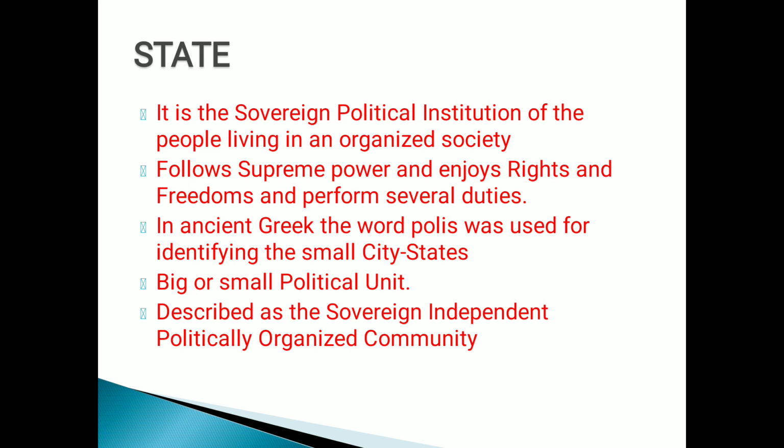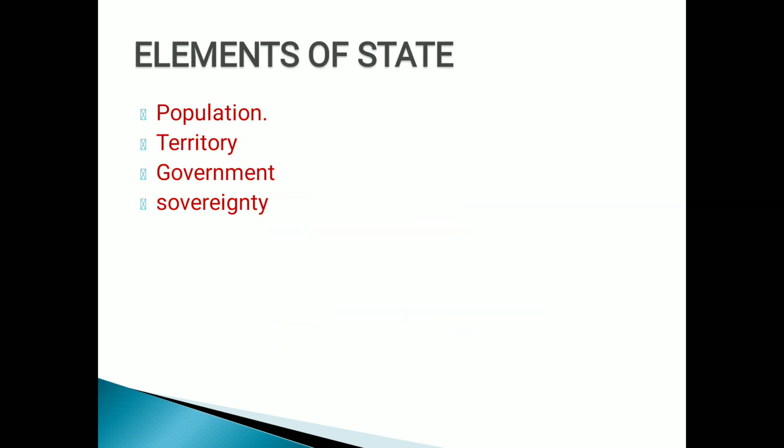The state is a sovereign political institution of the people living in organized society. Clear, children? In ancient Greece, the word polis was used for identifying the small city states. It was because of this fact that Aristotle gave the title Politics to his book, which discussed the origin, nature, and function. Clear, children? So I hope you have understood what the state is all about. Then we have the elements of the state comprising population, territory, government, sovereignty.